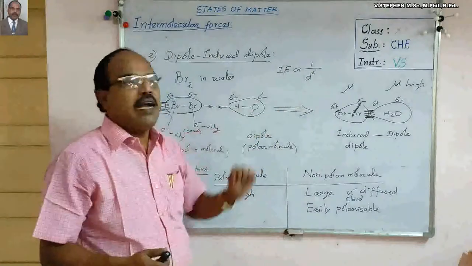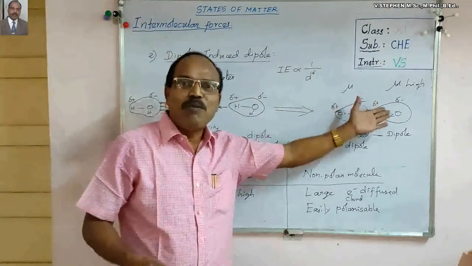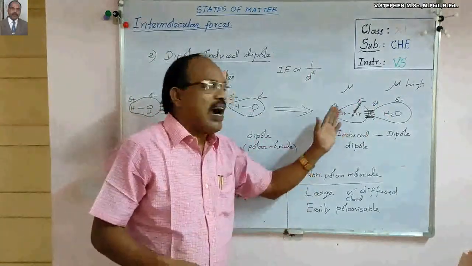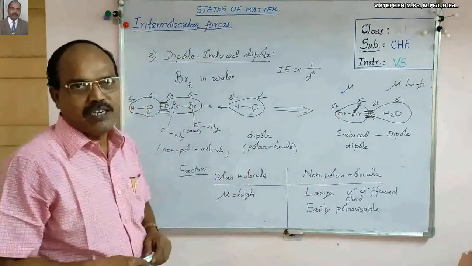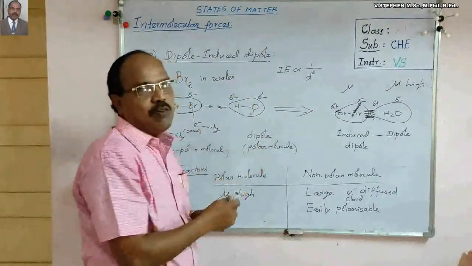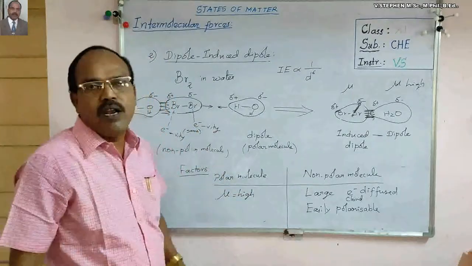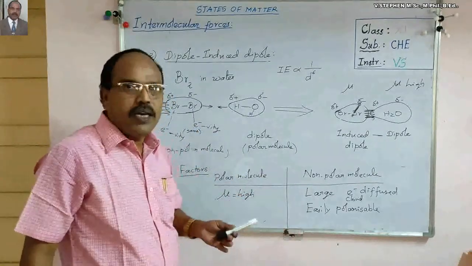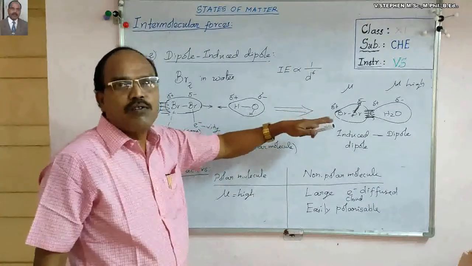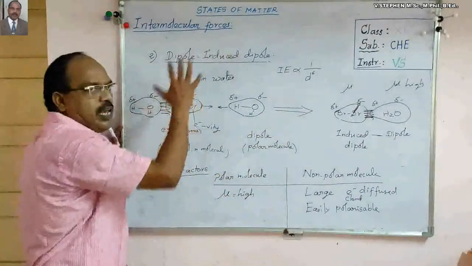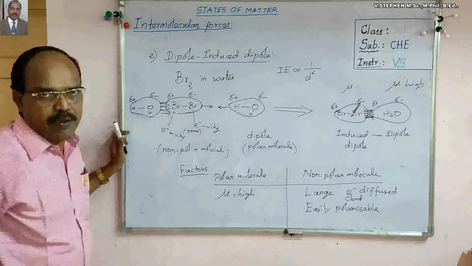Now you will be able to answer whether bromine is more soluble in water or iodine is more soluble in water, using only this concept. But in the case of iodine, it is a crystal, and even lattice enthalpy will come into play. So only by intermolecular forces of attraction, the dipole, induced dipole concept, we will be able to say.